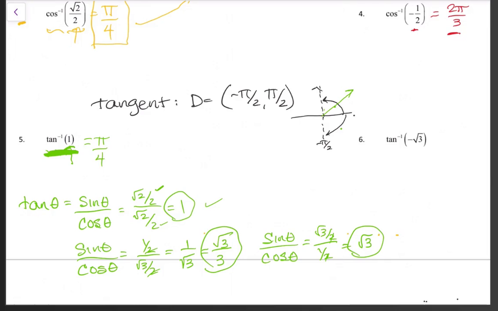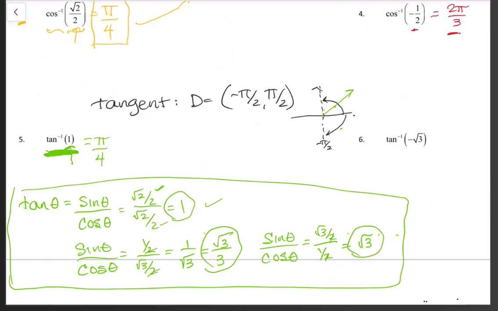Now hopefully you'll start memorizing tangent as well as you have sine and cosine. But until you do, you can always make yourself a little cheat sheet for tangent by using that ratio of sine to cosine, since you should know those quite well by now.